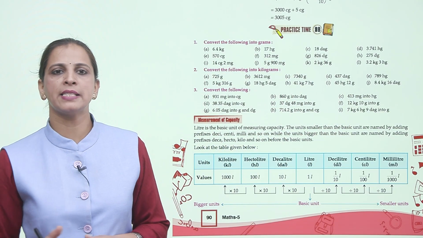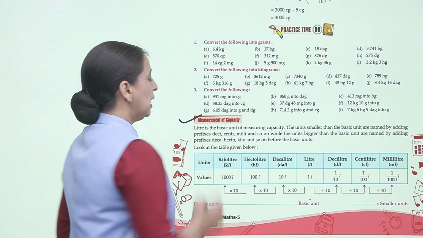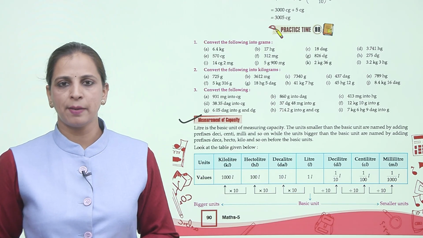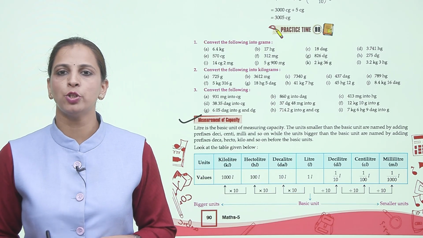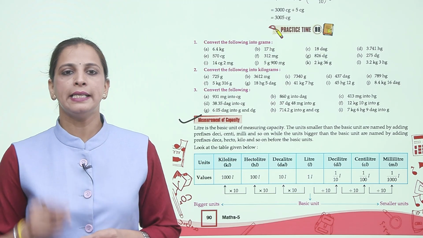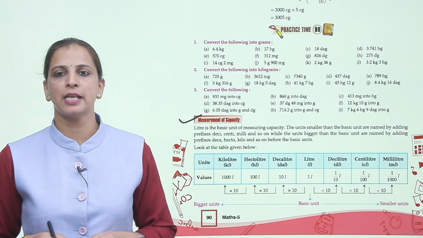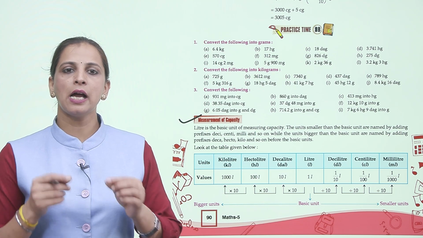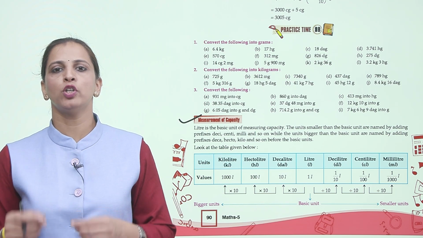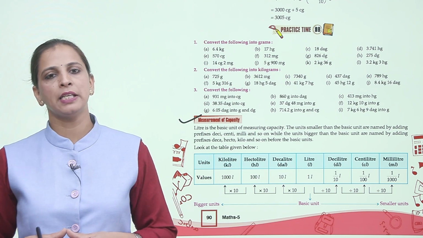Now next is measurement of capacity. Liter is the basic unit of measuring capacity. The units smaller than the basic unit are named by adding prefix deci, centi, milli and so on, while the units bigger than the basic units are named by adding prefix deca, hecto, kilo and so on before the basic units. Look at the table given below.